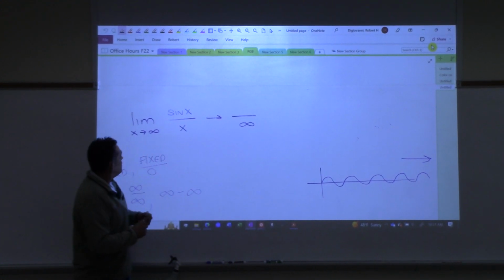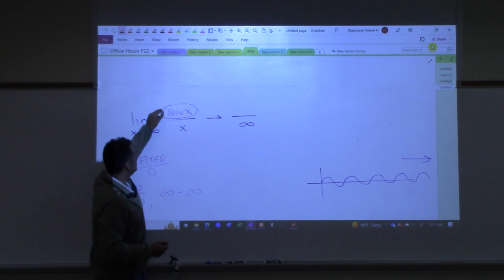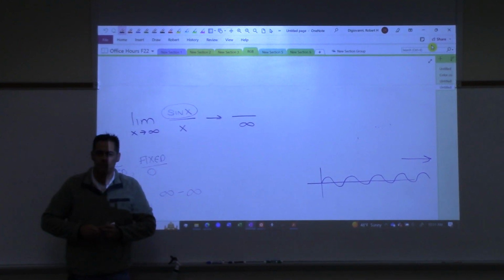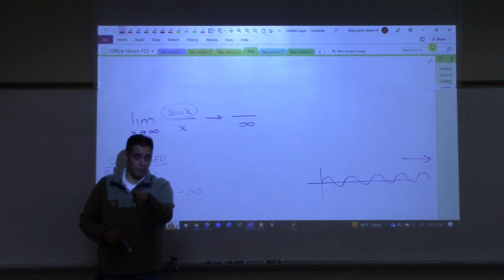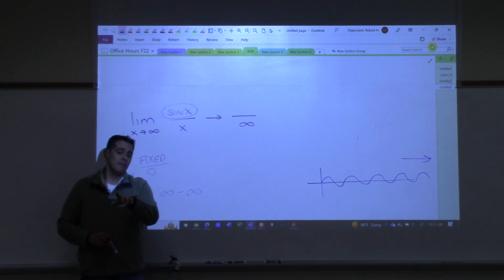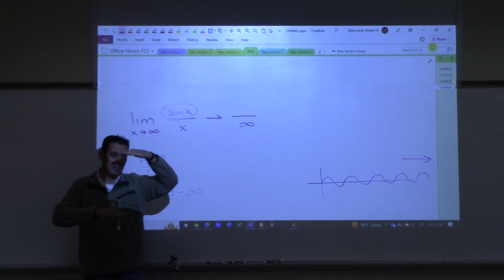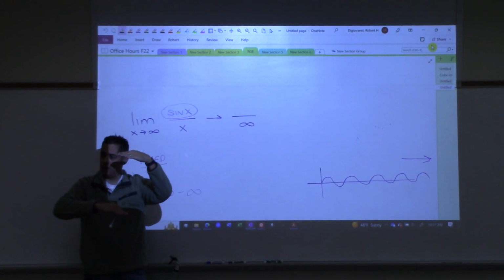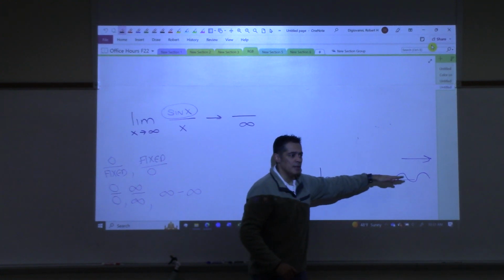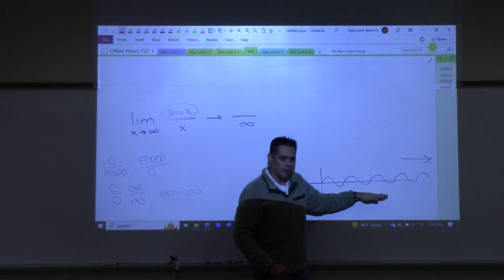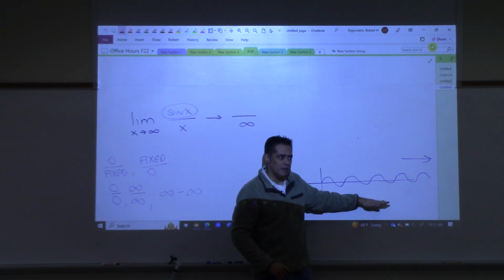So look at the sine function and think about it. Is it bounded? Think about the y values. The y values on the sine function are always between -1 and 1. So do you all agree that the sine function is bounded? Below and above, it is bounded.